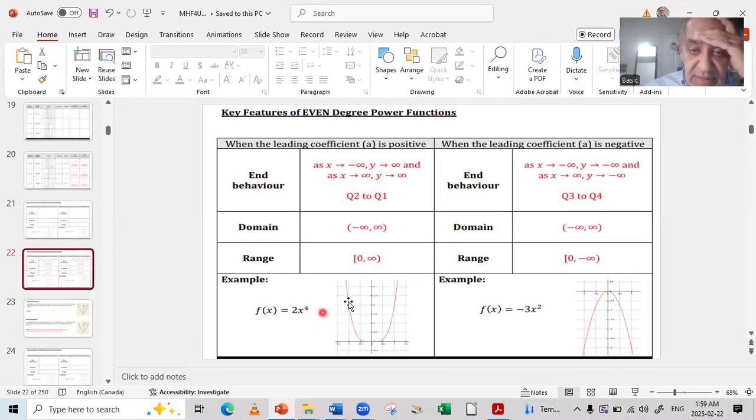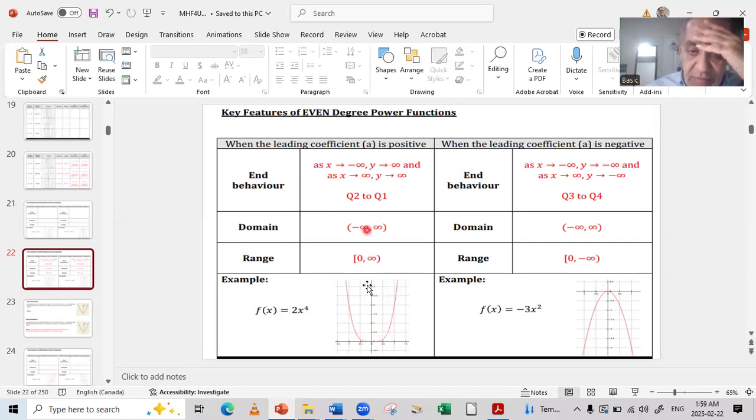Let's go for this example. Here it is. This is an example like y equals x to the 4, the power here is 4. So let's take it one by one. Okay.